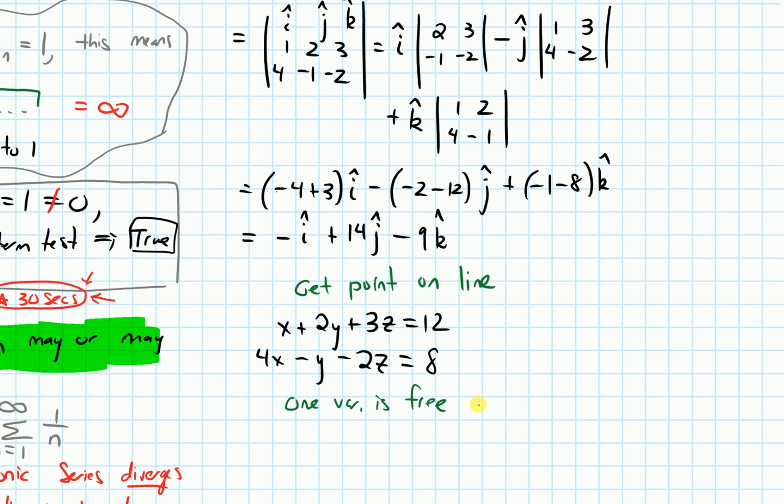Okay, so one variable is free, so I'm just going to let z be equal to 0. I'll pick a simple value, and now I'll plug that into my equations. So the first equation becomes x plus 2y equals 12. The second one becomes 4x minus y, just that, and then equals 8.